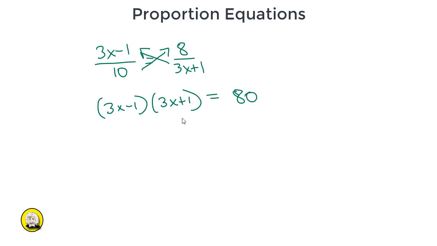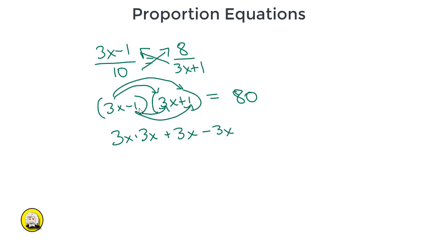And since I'm multiplying two binomial terms, and binomial is just a fancy word to say there are two terms added or subtracted, I would have to use the FOIL method, which means I'll multiply my first term by the two terms in the other parentheses. So 3x times 3x, plus 3x times plus 1 is simply plus 3x. And then I'll have to take the second term in the first parentheses and also multiply it by the two terms in the other parentheses. So minus 1 times 3x is minus 3x, and minus 1 times plus 1 is minus 1.